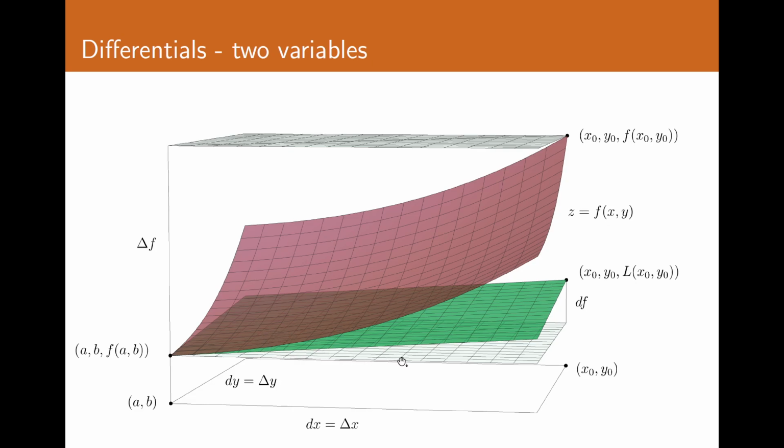Now this somewhat transparent blue plane here stays at the height f of a, b all across here. So the difference between this height and this height is df, the difference between what I can calculate, L of x0, y0, and f of a, b. Now we go up here to f of x0, y0, what I wish I could calculate. We make a plane here that stays the same height all the way across, and we can see the difference between the f of a, b and the height of this plane, so f of x0, y0 minus f of a, b is exactly the delta f. And the idea is we're approximating delta f with df here.